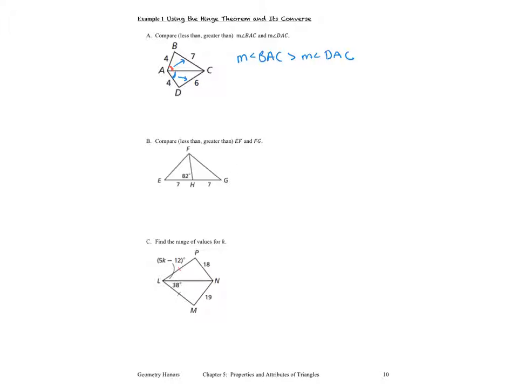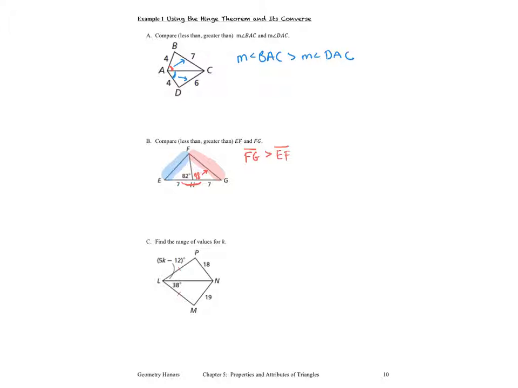Compare less than and greater than for EF and FG. Okay, well, EF is across from 82 degrees, and FG is across from an obtuse angle. I know they have to add to 180 because these are a linear pair. So that would be 98 degrees, 100, 180. Okay, so that would mean that FG is greater than EF because it's across from the larger angle.